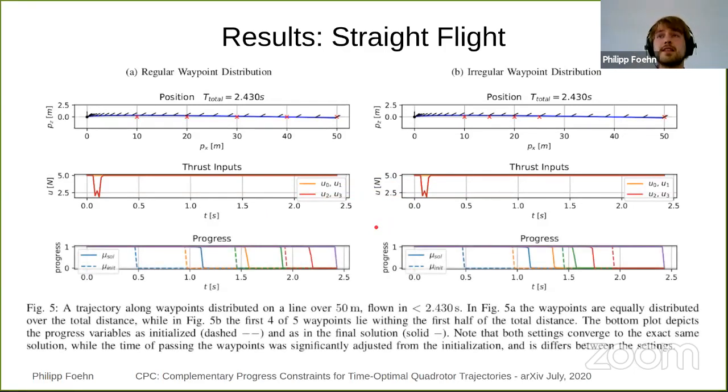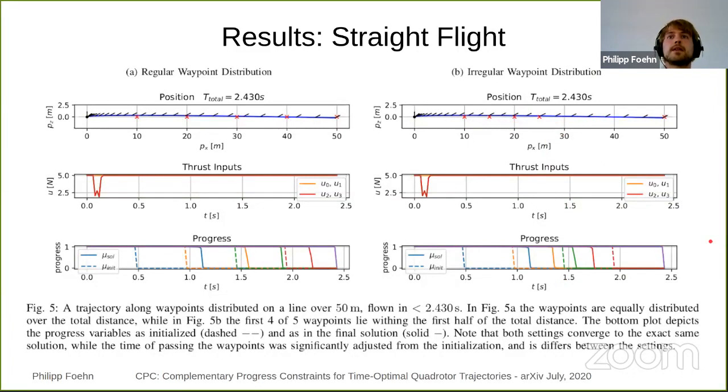The only thing that is different is how our progress variables indicate the progress along the trajectory. So in one scenario, our progress variables flip from 1 to 0 to mark a waypoint as completed at specific times corresponding to these waypoints. But in the other scenario, they flip at different times because we have a different distribution of these waypoints.